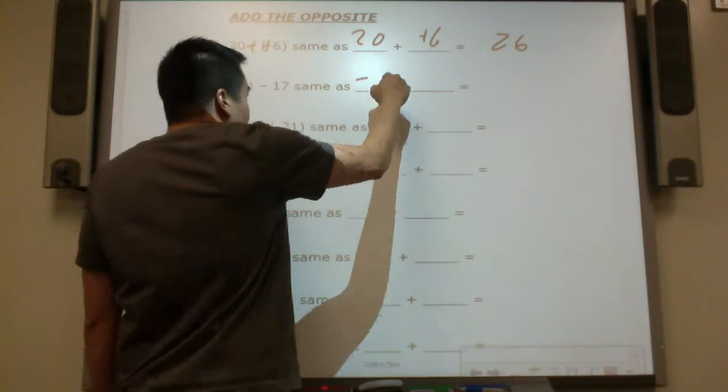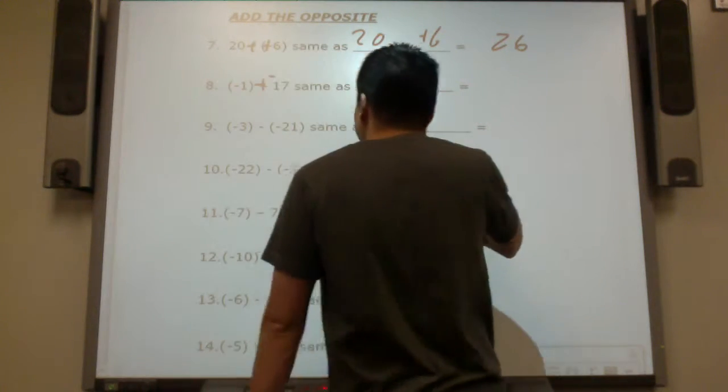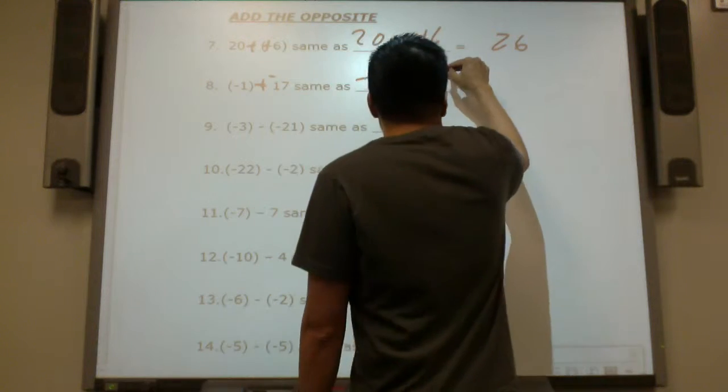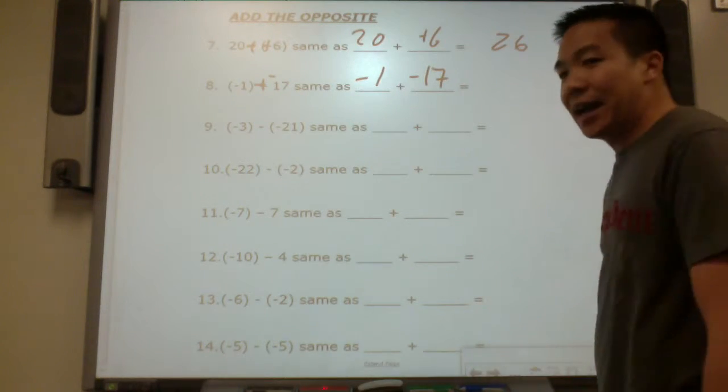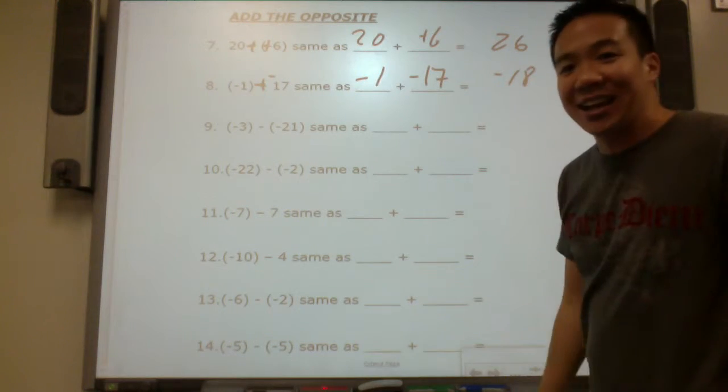-1, start at -1. You add the opposite. What's the opposite of 17? -17. Do you have more negatives or more positive here? They're all negatives, so you have 18 negatives.